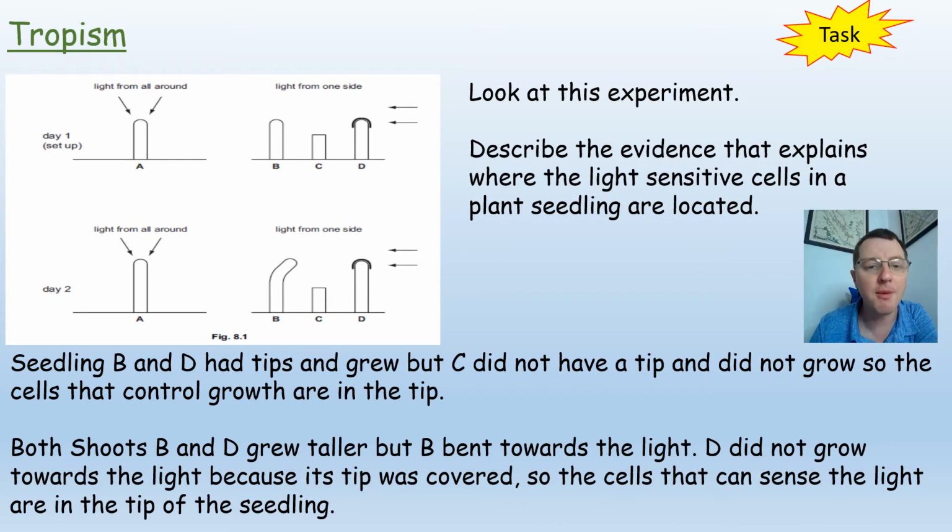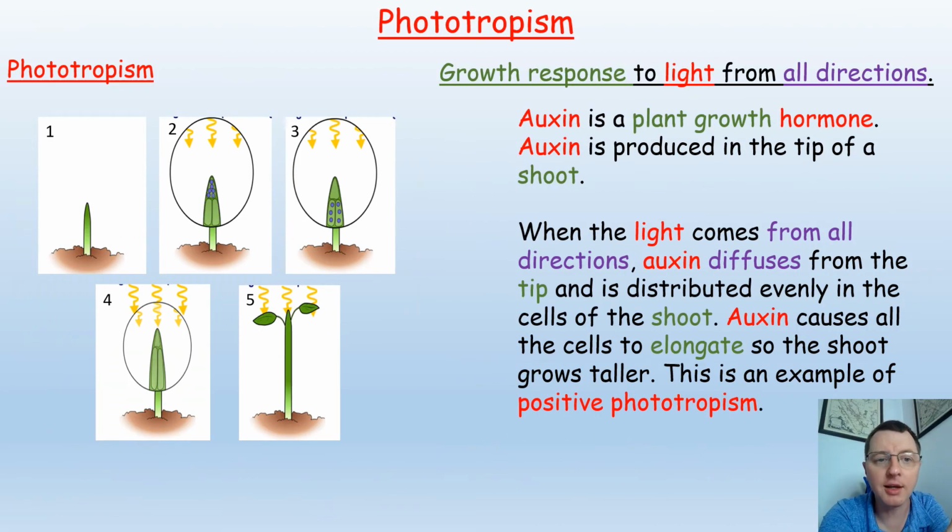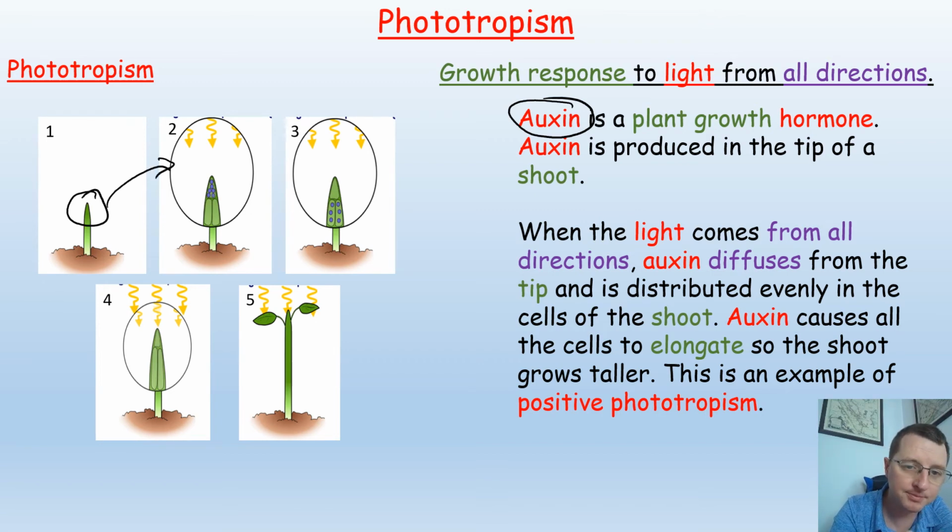So what is the mechanism? How exactly are the tips of a shoot able to sense the direction of light and control the growth of a plant? Well, that's all to do with a particular plant hormone known as Auxin. Auxin is a plant growth hormone, and Auxin is produced in the tip of a shoot. So if we zoom in on the tip of a shoot, we can see it here, and you can see lots and lots of blue circles which show the Auxin.